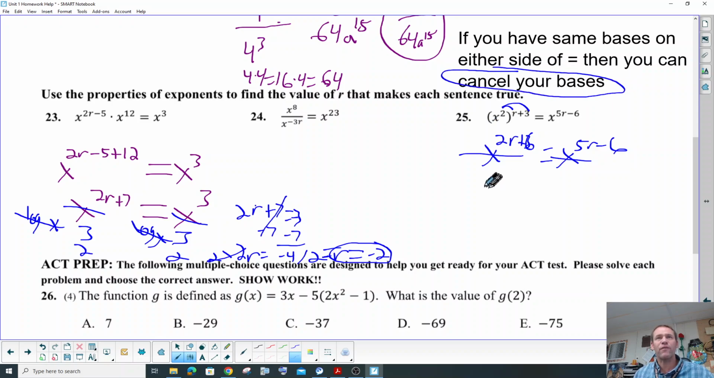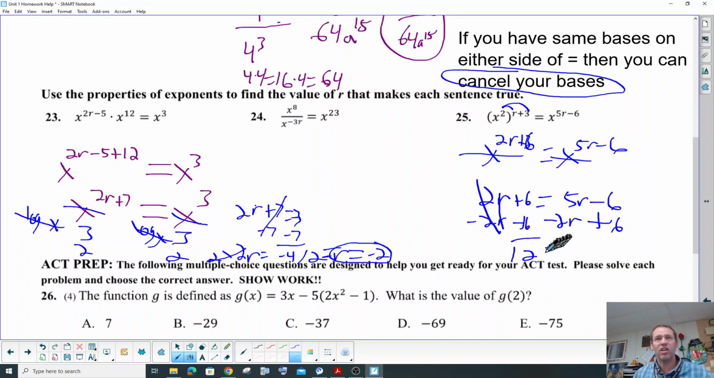So then we're left with 2r plus 6 is equal to 5r minus 6. I'm trying to solve for r. So I'll minus the 2r to the other side to get all the r's on the same side. And then we'll go ahead and add 6 over to this side. And we get 12 equals, what's 5r minus 2r? 5 minus 2 is 3. R comes along for the ride.